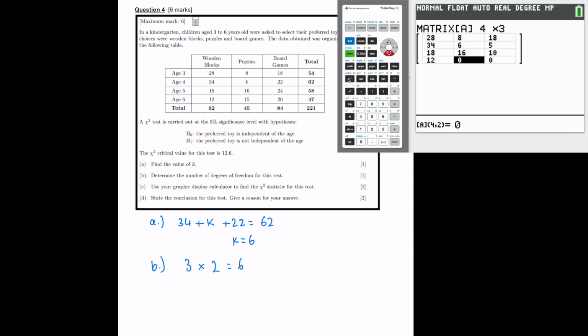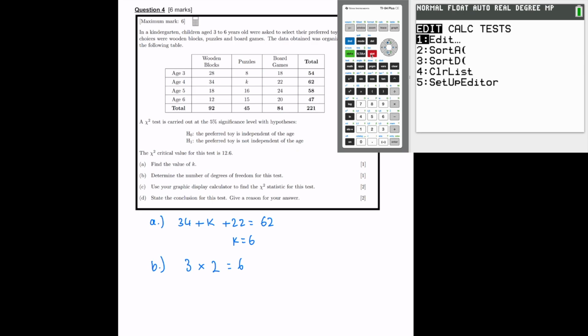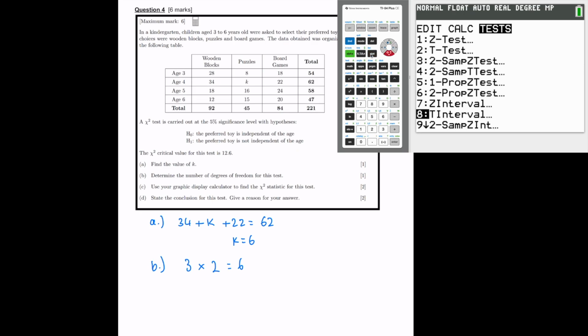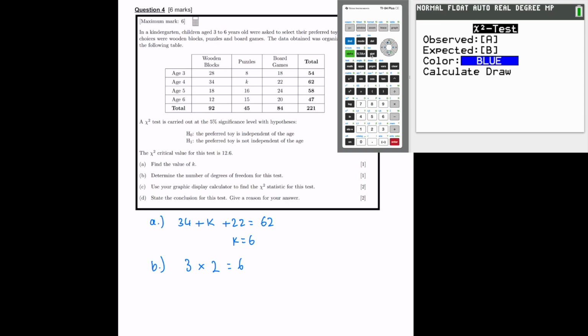Even if you got the value of k wrong, you could still pick up the marks for this part of the question, so long as you used your correct value, because the examiner will check whether it works with your value when they're plugging it through. Okay, so this is my matrix now stored. Now I can go into statistics and tests, and I'm looking for a chi-squared statistic. The expected and the observed, we just leave as this. When we calculate it, we have a chi-squared statistic of 18.1. So 18.1 for my chi-squared value to 3 significant figures.